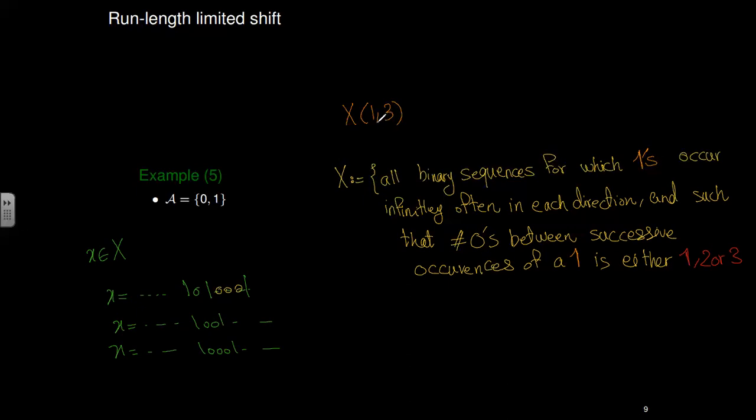It means the number of zeros between two consecutive 1s should be minimum 1 and maximum 3. So, for example, it is impossible to have 0 zeros between two consecutive 1s. Also, it's impossible to have 4 zeros between two consecutive 1s. We have only these 3 cases. Okay, so in general cases, we have this notation.